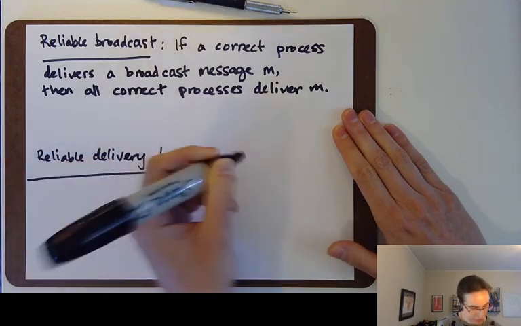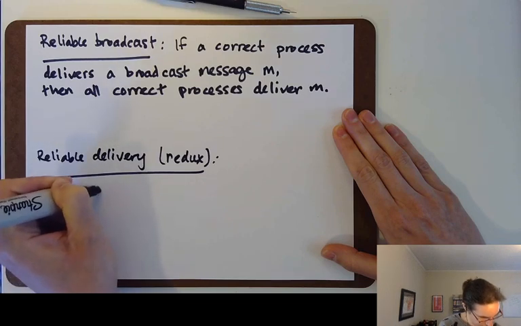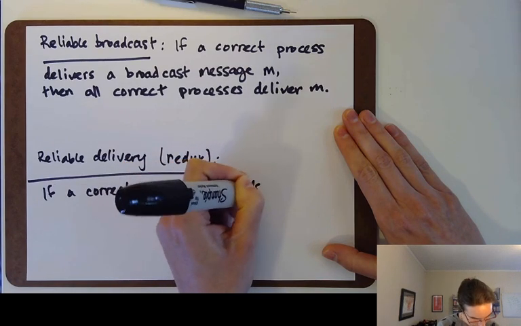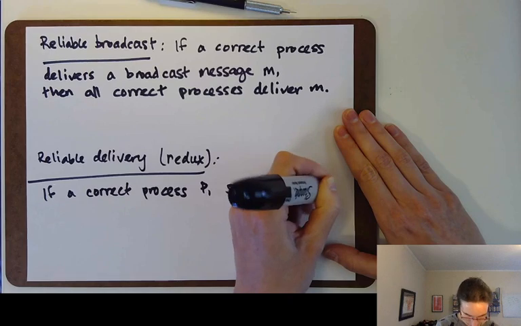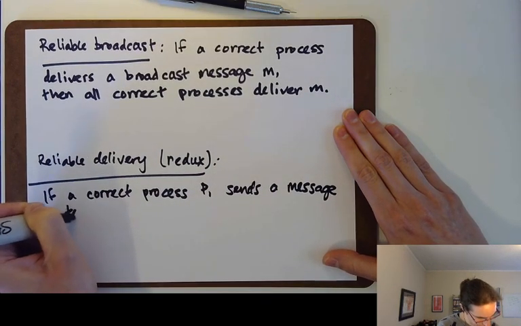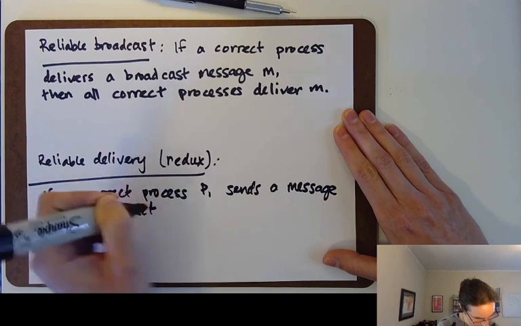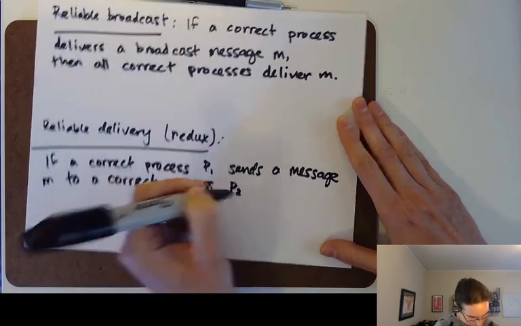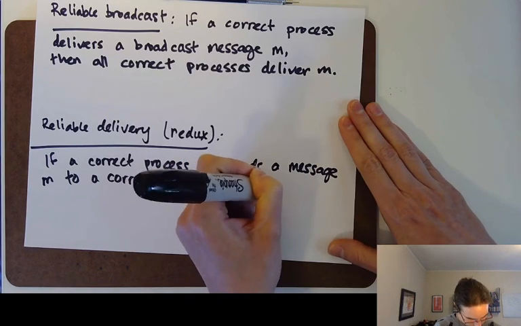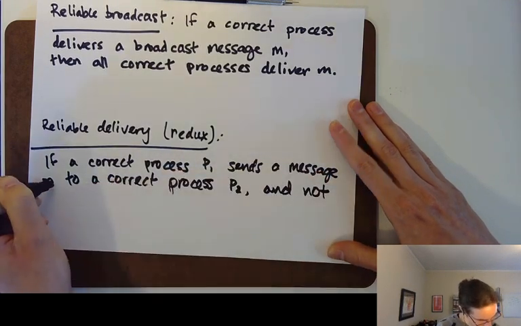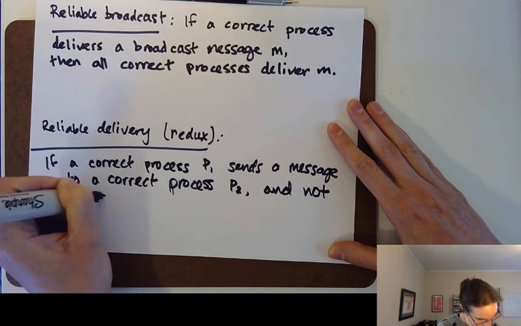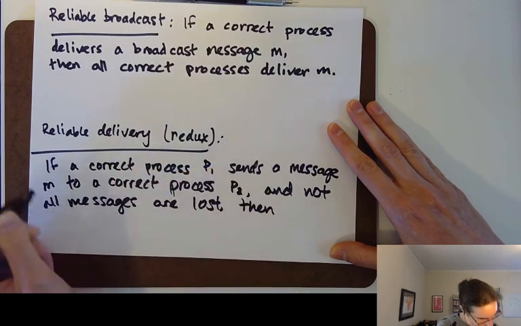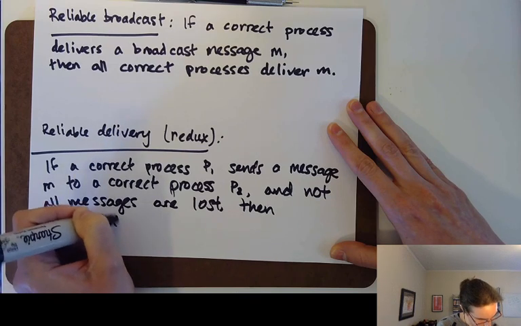Reliable delivery, redux. We could define it this way. We could say, if a correct process P1 sends a message M to a correct process P2, and not all messages are lost, then P2 eventually delivers M.